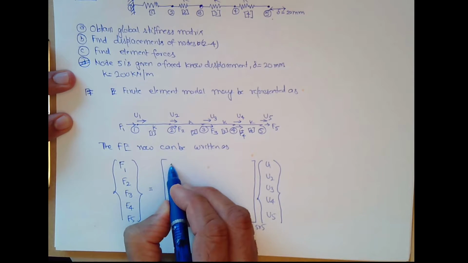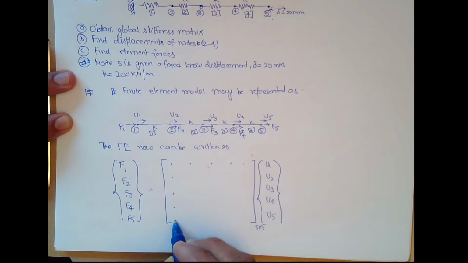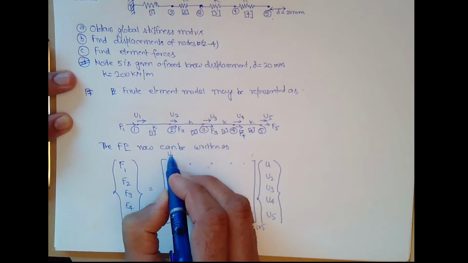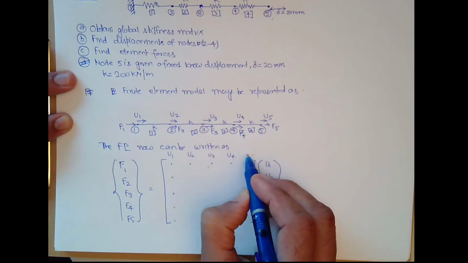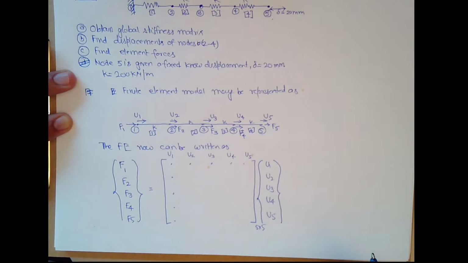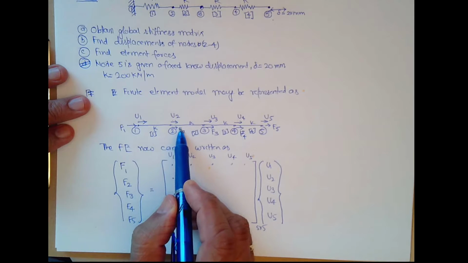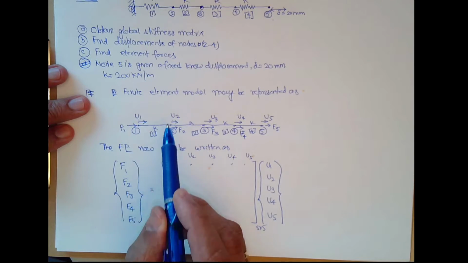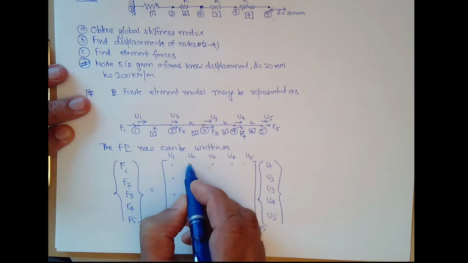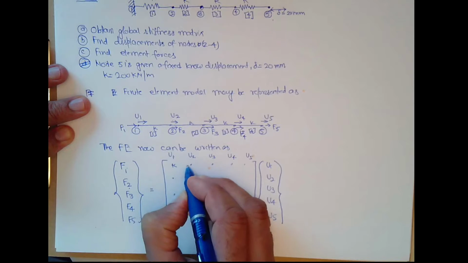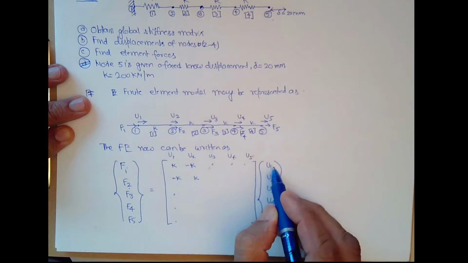So for 1, 2, 3, 4, 5 elements here, 1, 2, 3, 4, 5 elements here. So this relates u1 and u2 connectivity. For connectivity point of view, I write this. F1 and F2 are connected with element 1, with U1 and U2. So I know a 2 by 2 matrix is there: K, minus K, minus K and K, that connects to F1 and F2.